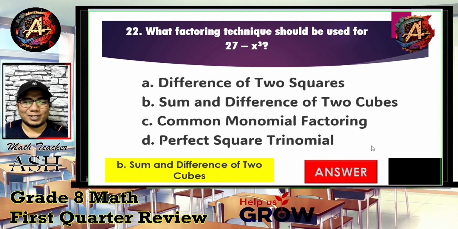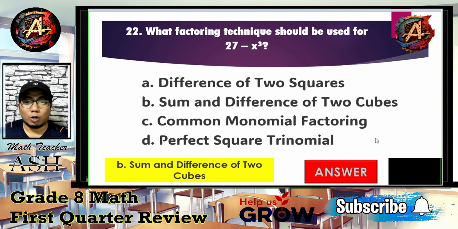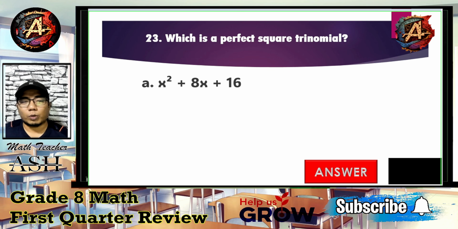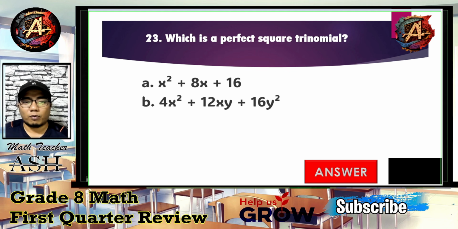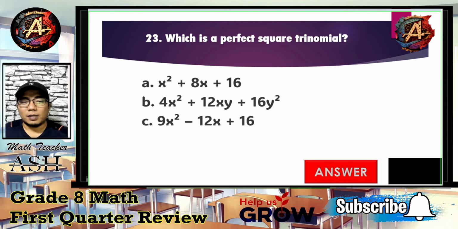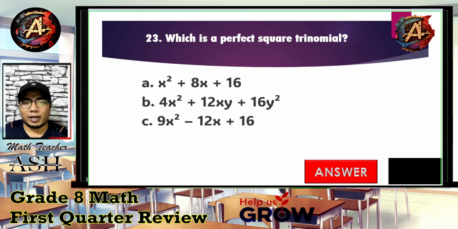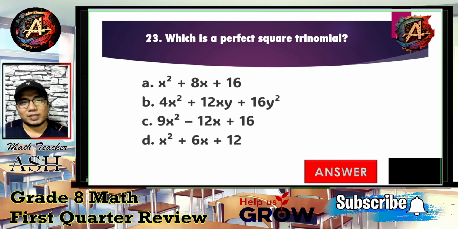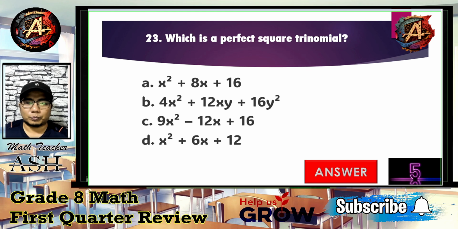Alright, my dear math learners. Now, let us go to question number 23. Which is a perfect square trinomial? A, x squared plus 8x plus 16. B, 4x squared plus 12xy plus 16y squared. C, 9x squared minus 12x plus 16. Or D, x squared plus 6x plus 12. I'll give you 5 seconds to think about your answer.